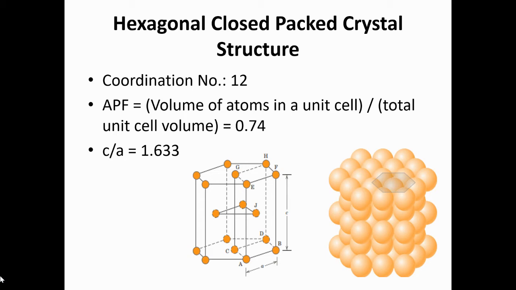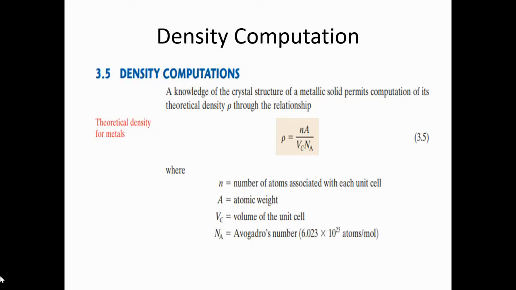The coordination number of this crystal structure is the same as the FCC crystal structure, that is 12. So the atomic packing factor will also be the same, that is 0.74. Okay, so here we can compute the theoretical density for metals by this formula, where n is the number of atoms associated with each unit cell, A is the atomic weight, Vc is the volume of the unit cell, and N_A is Avogadro's number.